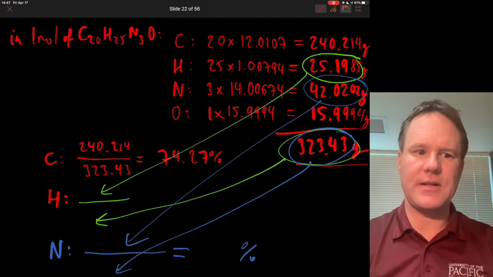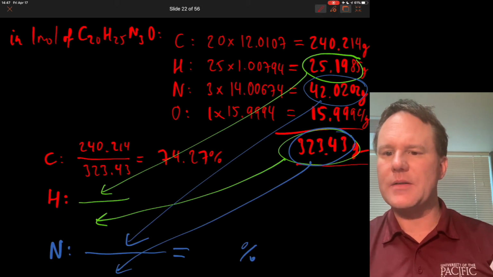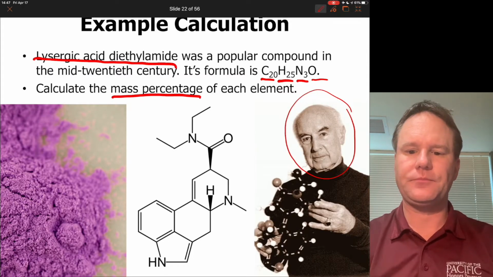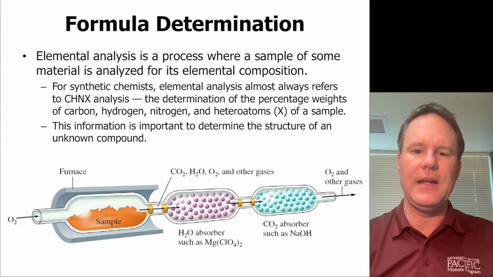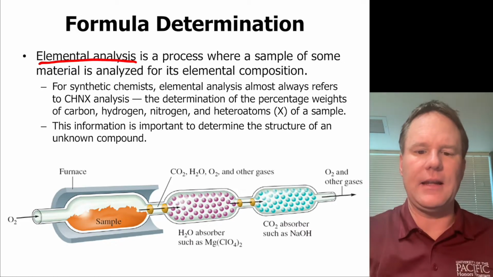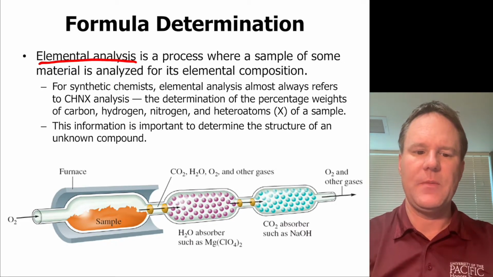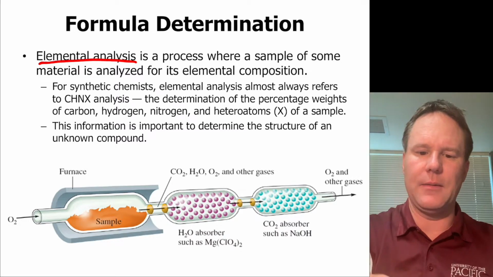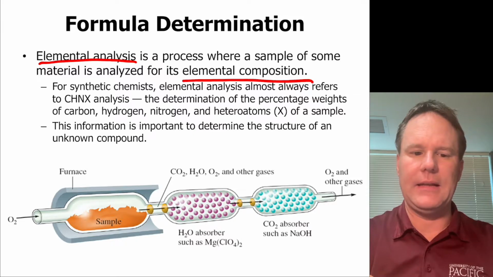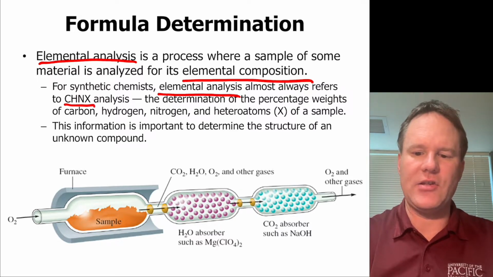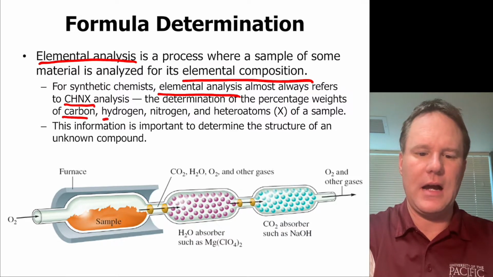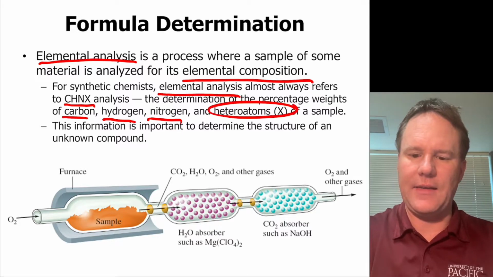Now, this is of course the theoretical part. So how would we go about an actual experiment? The way it is done is called elemental analysis. In elemental analysis, you take a sample of some material and it analyzes it for the elemental composition. And for synthetic chemists, an elemental analysis is sometimes called CHNX. CHNX means carbon, hydrogen, nitrogen, and anything else.